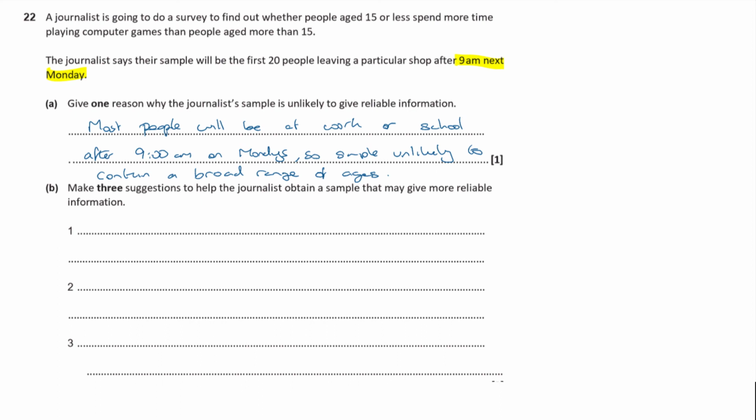Right, so part 2 or part B says make 3 suggestions to help the journalist obtain a sample that may give more reliable information. Well, to be more reliable, I'm just going to say first off, I think the sample size is a bit small. So increase sample size. That would improve on the accuracy. My next suggestion would be to vary the location and time of interviews.